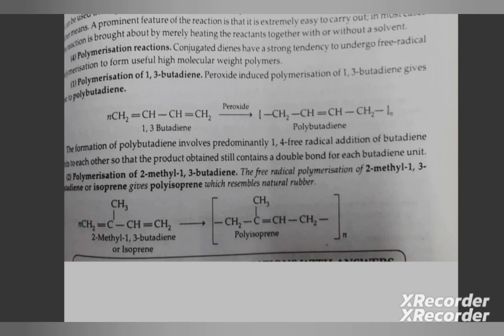Number 2. Polymerization of 2-methyl-1,3-butadiene. The free radical polymerization of 2-methyl-1,3-butadiene, or isoprene, gives polyisoprene, which resembles natural rubber.